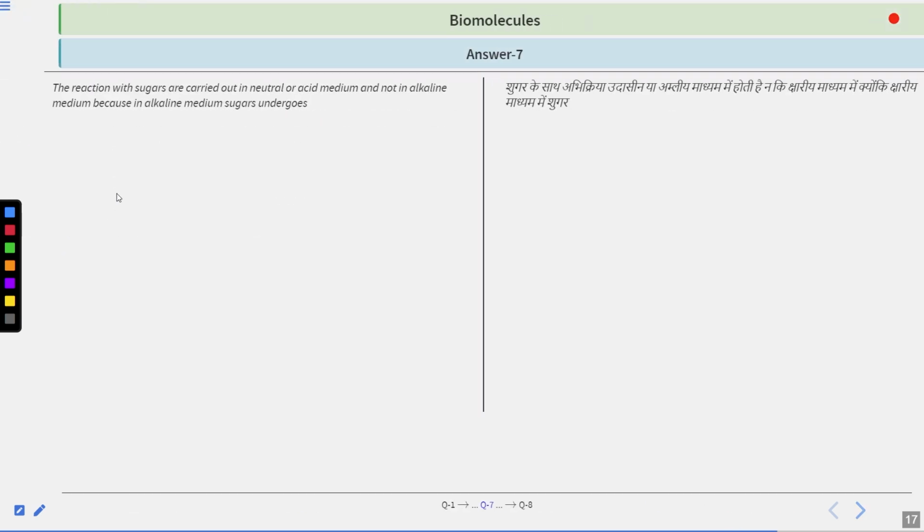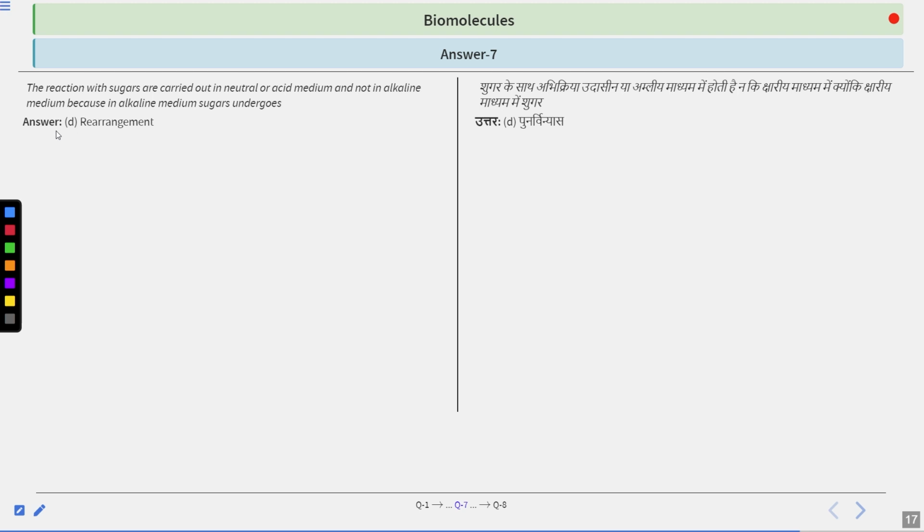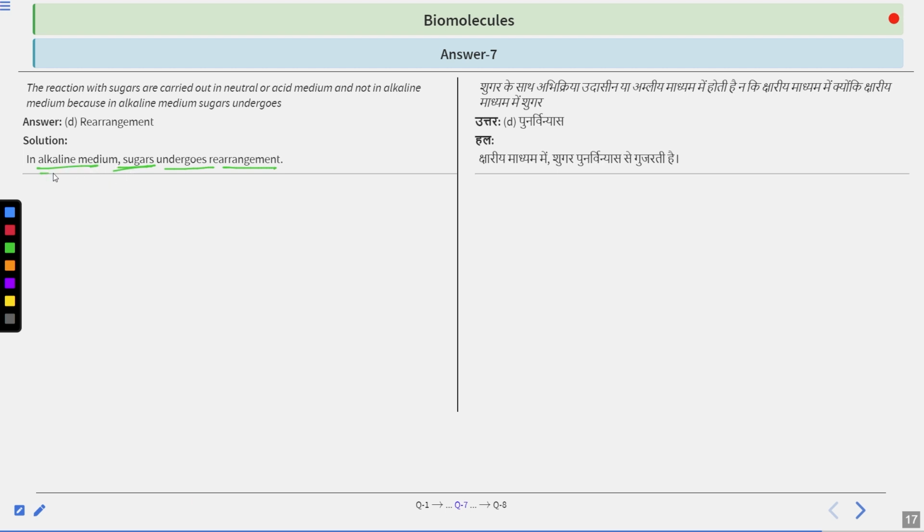Okay, let's see. So our correct answer for the given question is option D, that is rearrangement. In the alkaline medium, sugars undergo rearrangement. So basically when we do the reaction with the sugars, if we use alkaline medium, the sugar molecule will undergo rearrangement and form another molecule. That is the reason that we use either neutral or acidic medium while performing any reaction with the sugar and not the alkaline medium.